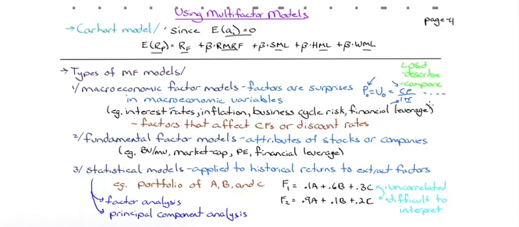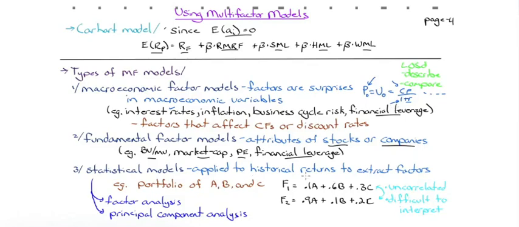Fundamental factor models. Here we're using attributes of the stock itself or of the security itself or of the company. Things like book value to market value, market cap, PE ratios, and financial leverage. And this is leverage of the individual company, whereas this is leverage at the level of the economy.